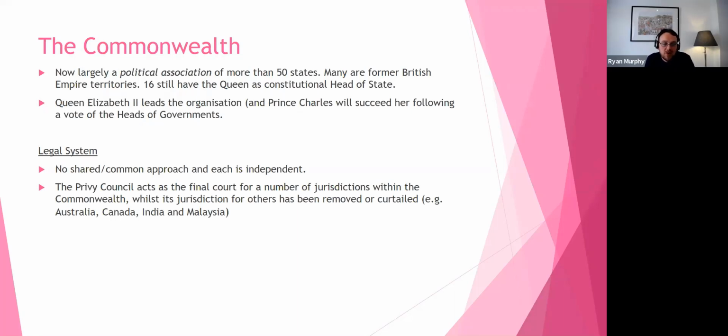But for some jurisdictions, the Privy Council acts as the final court. So the Privy Council acts as the final court for a number of the jurisdictions within the Commonwealth, whilst jurisdiction over other members of the Commonwealth has faded. So, for example, Australia, Canada, India, and Malaysia now have their own Supreme Courts, and either will not as a matter of practice or will not as a matter of law have resort to the Privy Council.